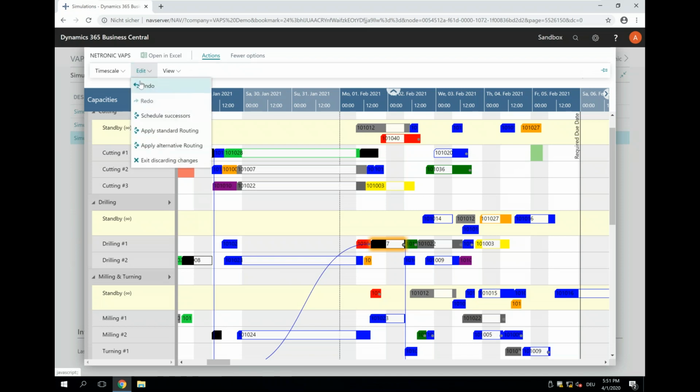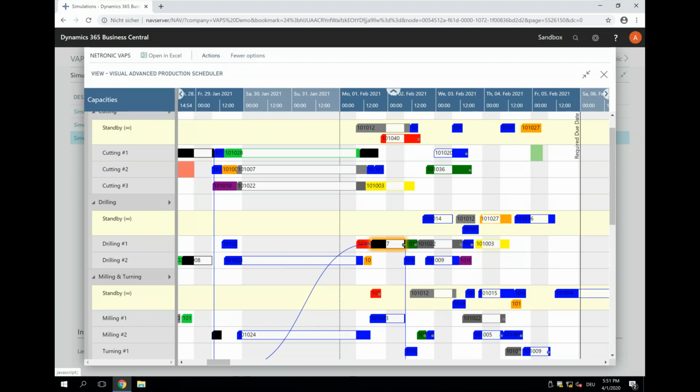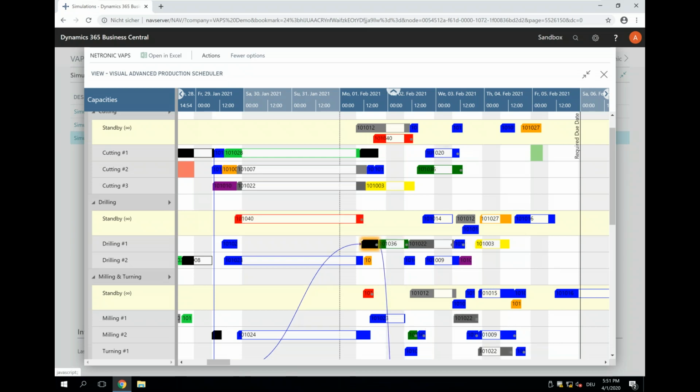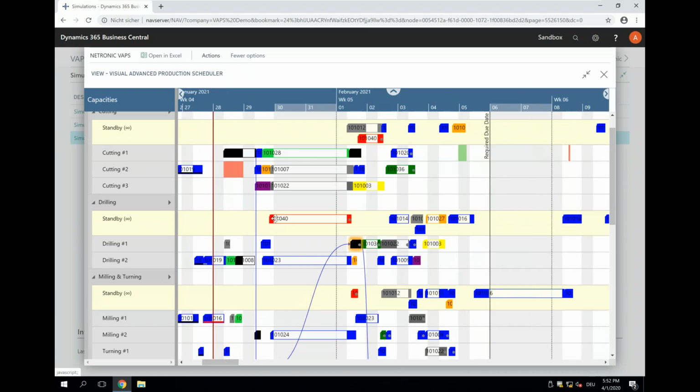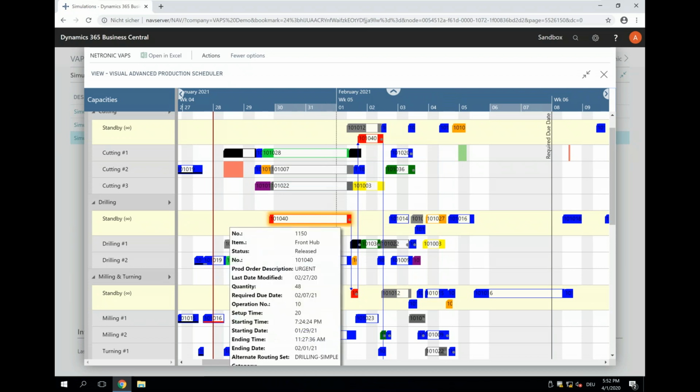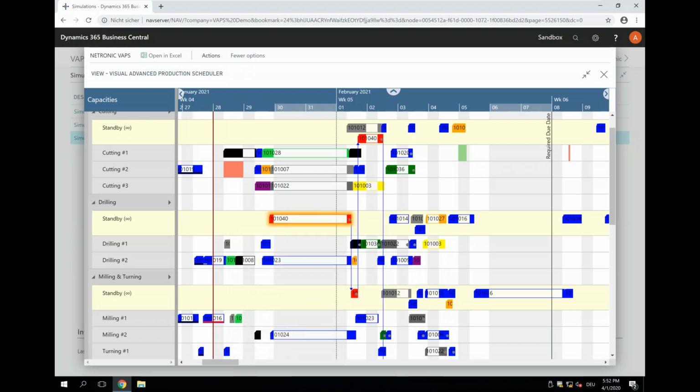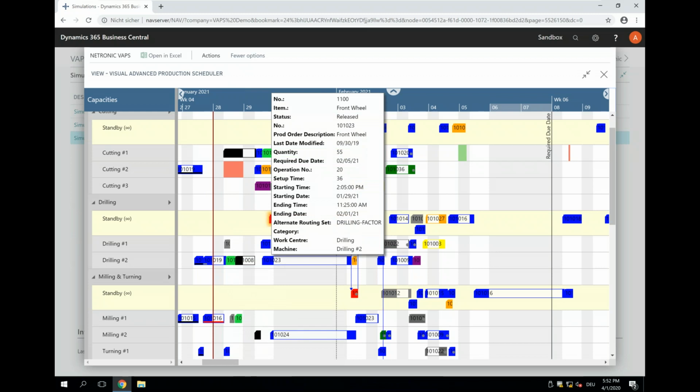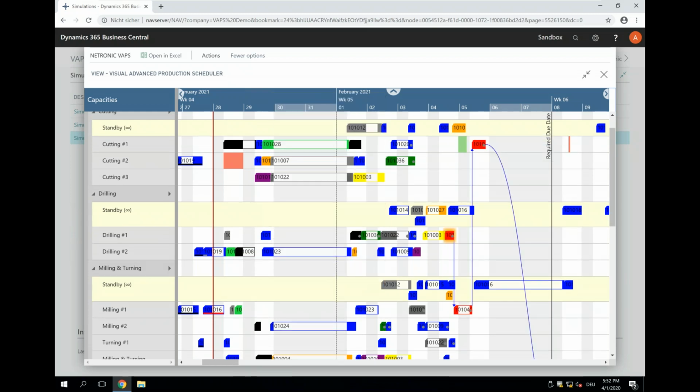So now let me undo this and say, okay, I have my routing. I defined my routing, and I actually don't want this brute force approach, but I would like to add this red one to the schedule without impacting all of this that I have here. And I would like to find the earliest available place within my routing where I can do this. And this is something that we call apply standard routing. And with this, I can schedule the production order according to the routing and find the earliest available place. And now I added this to the schedule without impacting the rest, and this is fine.